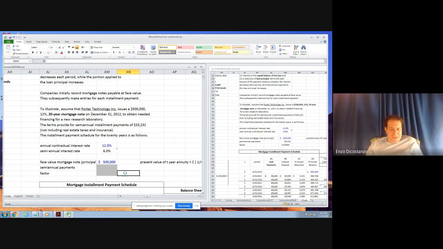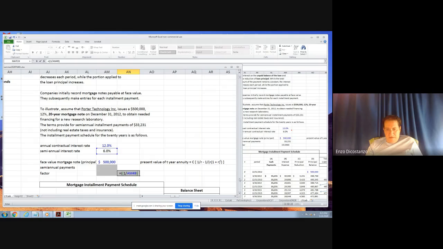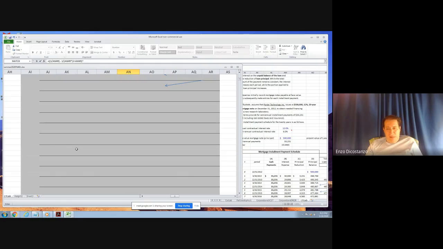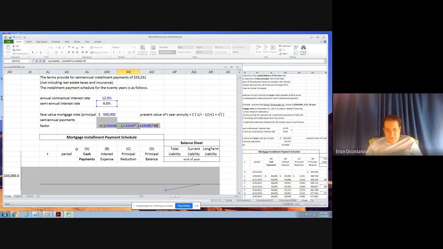With this factor, I'm just going to press Control R to bring the formatting over. This factor is equal to 1 over 6%, minus 1 divided by 6% times (1 plus 6%) to the exponent 40. I'm going to put the 40 in, but we're going to use it from the bottom.